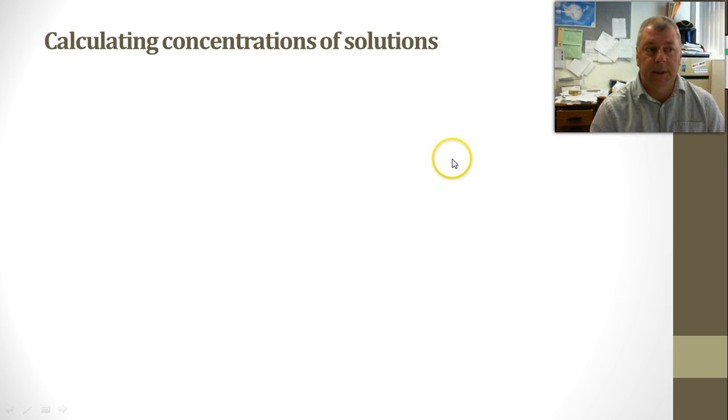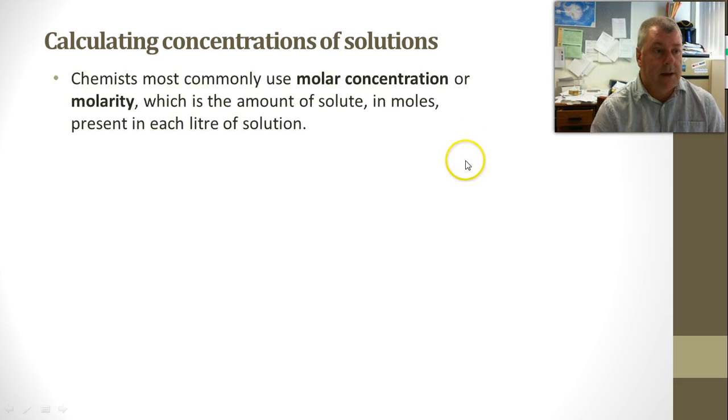Now, we need to be able to calculate the concentrations of solutions because not all solutions are the same. And so we need to be able to work out if it's a strong solution or a weak solution. And what do we mean by that in chemistry? Well, most commonly we use the term molar concentration or molarity. You often hear of solutions being called a certain molarity, like a 5 mole molarity.